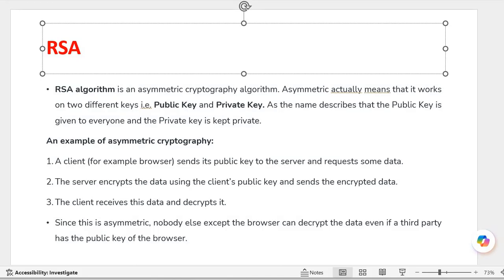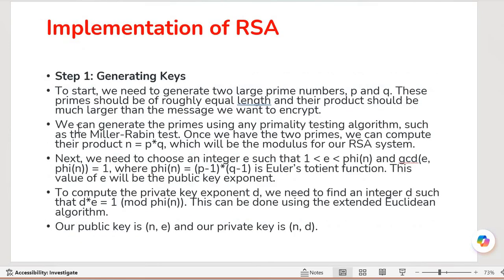Okay, but let me go to the basic details regarding the implementation of RSA. The main thing is how you are going to generate the keys. We generate two large prime numbers P and Q. I hope all of you are aware of prime numbers and those basic concepts. These primes should be roughly equal length and their product should be much larger than the message we want to encrypt. I am just going through the steps.